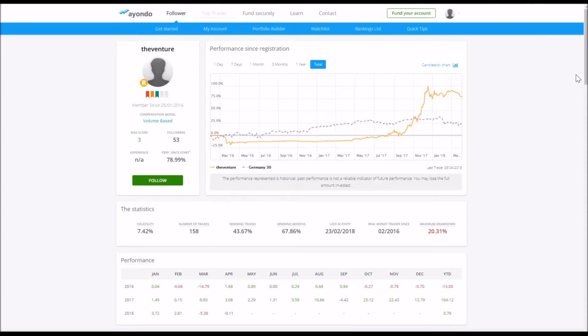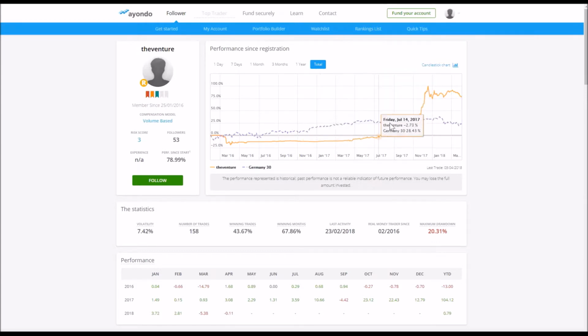So we can see quite a lot more information here about how they actually achieved that profit or loss. So member since the 25th of Jan 2016. Risk score 3, followers 53, performance since start just under 79%. And there we've got the chart, the P&L chart. It looks like the Venture didn't do very much at all, and it was only really here, the summer of last year, where they started trading maybe a bit more actively, and you can see the account picked up. And this year has been pretty flat so far. The money was made for his or her P&L in the last 3 or 4 months of last year.